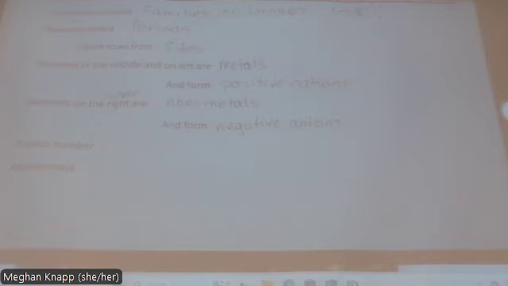So we can form these cations and anions. How do we do it? What happens to an atom that it's going to become positive or negative? One that's going to become positive, it's going to lose an electron, and one that's going to become negative, it's going to gain. So it can either gain or lose electrons, and depending on which one it's done, it's going to become positive or negative.